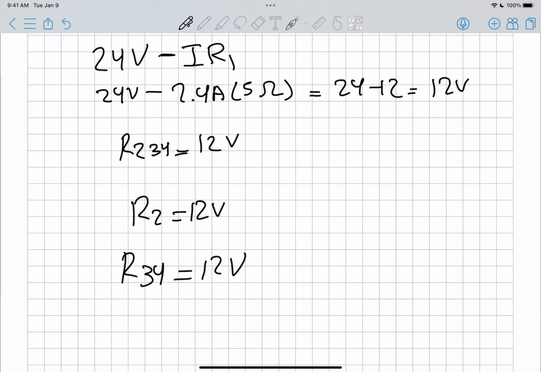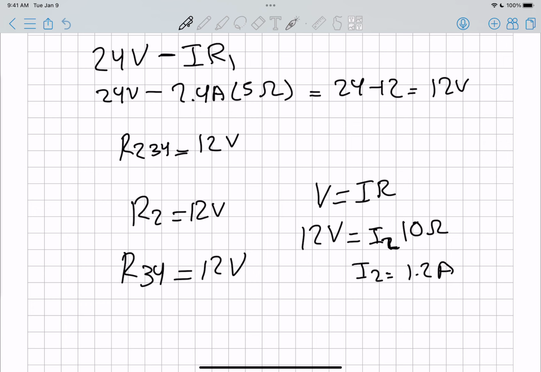So, with that being said, if I wanted to figure out the current going through R2, I would say, well, V equals IR. That's 12 volts. My current is unknown. I want to figure out how much that current split by, because I'm coming in with 2.4 amps, but it gets split between R2 and R34. So I want to figure out what this current is, this I2 basically, and multiply it by my resistance, R2. So that's 10 ohms, right? So in reality, I2, the amount of current that branched off to R2, was 1.2 amps, right?